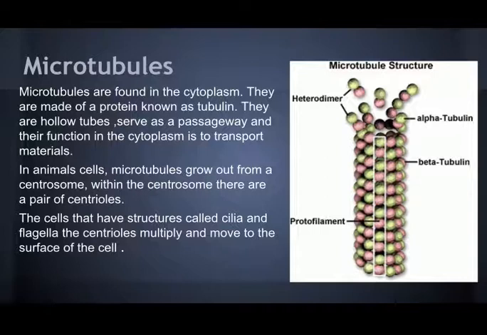Centrosome is a small region of cytoplasm adjacent to the nucleus that contains the centrioles and serves to organize microtubules. Centrioles are one or two cylindrical cellular structures. They are composed of 9 triplet microtubules.